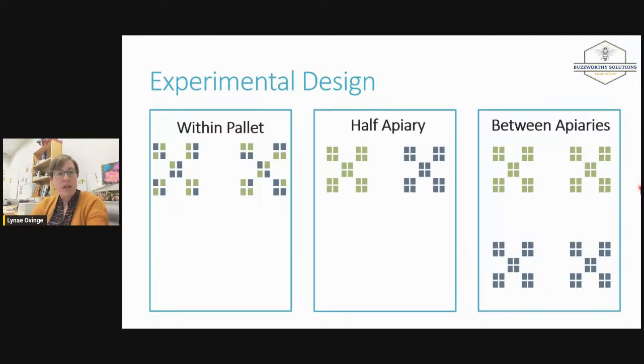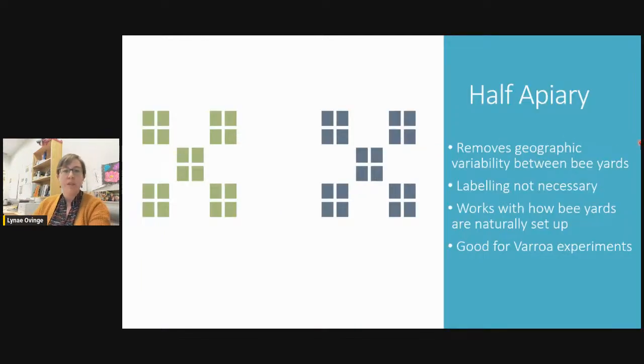And so if we go back to our types of experimental designs, we've done this one, we've done this one. Now we're going to go into our half-apiary. So the big reason to do this one is it removes the geographic variability between bee yards. As we all know, certain yards will have better pollen or whatever. So this is a really great one, especially for something like pollen patties, because it can vary so widely between yards. Labeling isn't necessary. It might be, but as long as you are really good at keeping things straight, you might not have to label the halves.